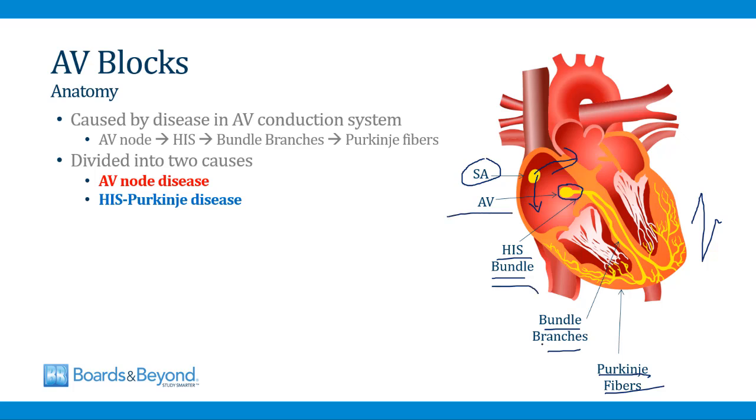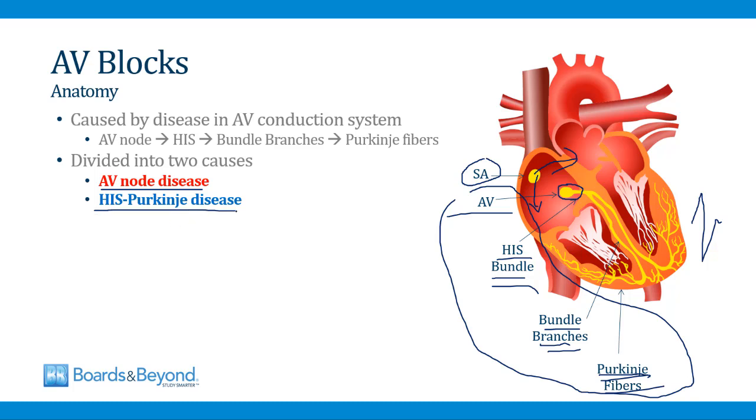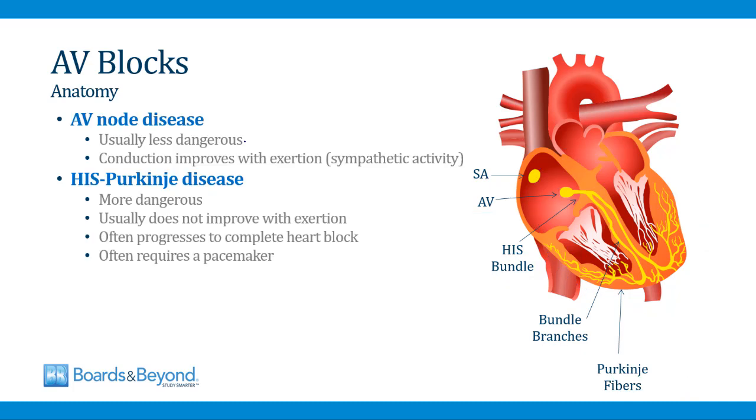So when people have AV blocks, they can either have a problem in the AV node, or they can have a problem in the His bundle, the bundle branches, or the Purkinje fibers. Problems with electrical conduction in any of these systems here will cause an AV block. And in general, we divide AV blocks into two causes, those that occur due to problems in the AV node and those that occur due to problems in the His-Purkinje system, which includes the bundle branches. The reason we make this distinction between AV block that occurs in the AV node versus the His-Purkinje system is because AV nodal disease is usually less dangerous.